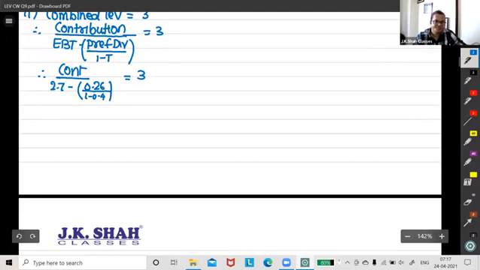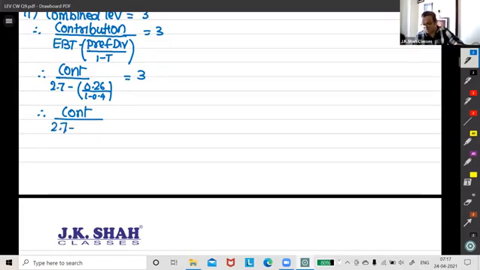Okay, so we can solve this now. Contribution upon 2.7 minus. Let's write the final answer of this one. 0.26 divided by 0.6. See, guys, now this is 0.43 like this.